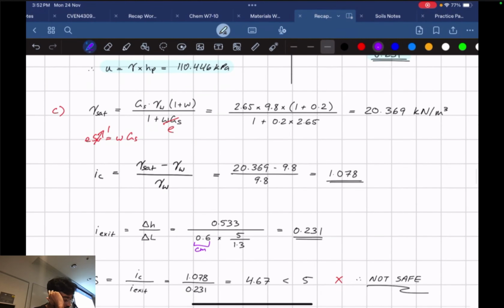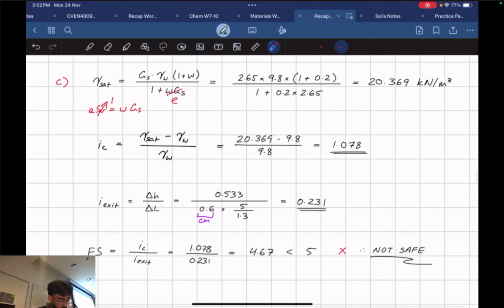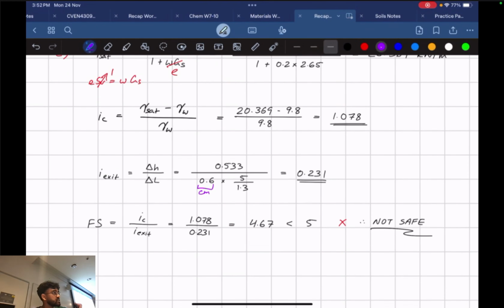Now, my factor of safety, because they said with respect to quick condition, is going to be IC over I exit. And the general rule is that your factor of safety with respect to quick condition should be greater than 5. In my case, I found that it's actually less than 5, so it's actually not safe in the case of quick condition.